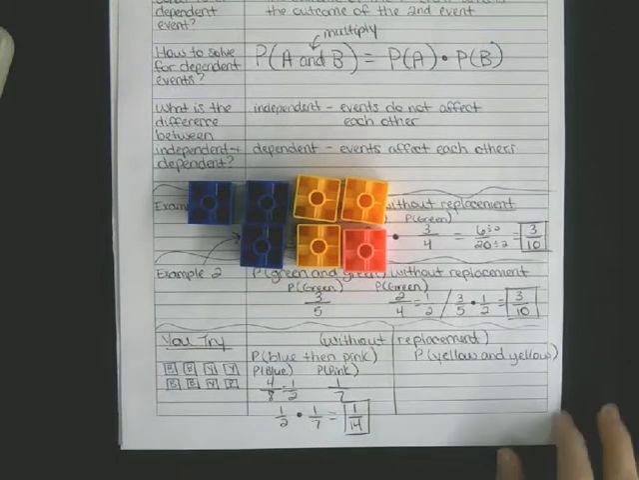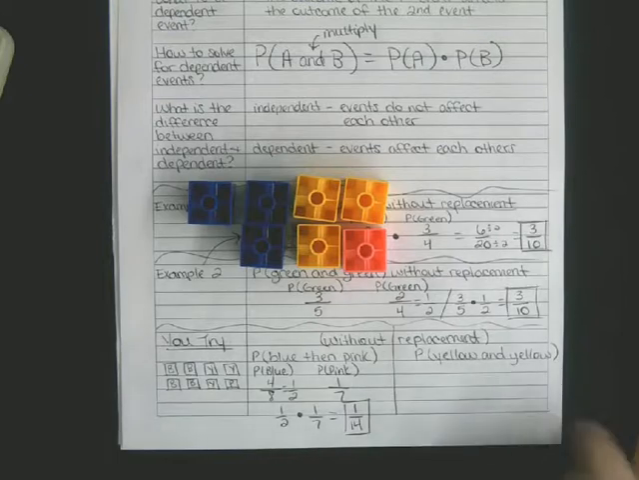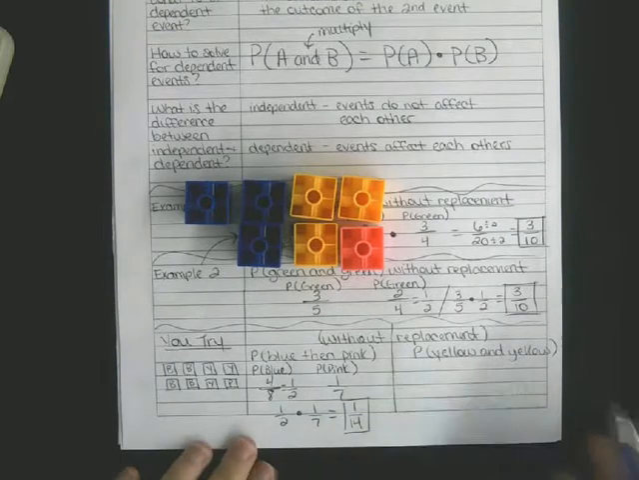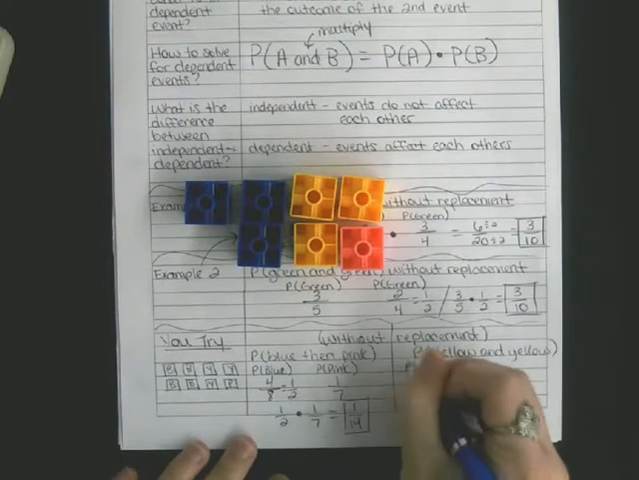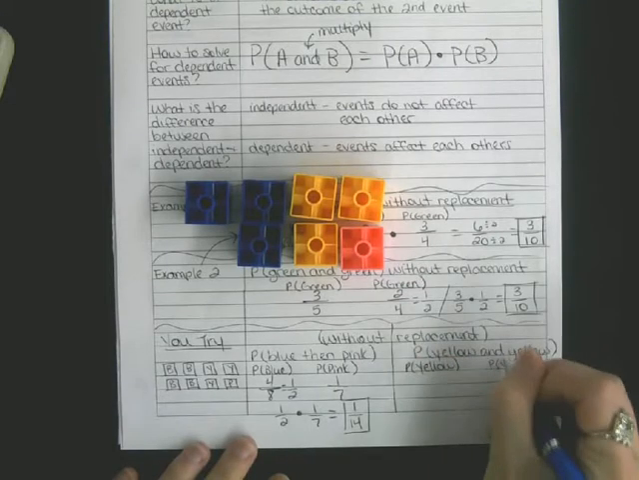Okay, I want you to do this next problem on your own. Find the probability of selecting a yellow cube and then another yellow cube without replacement. Go ahead and pause this and work that out on your own. Okay, so if we're finding the probability of selecting yellow and then another yellow, we have to find the probability of yellow and the probability of yellow.